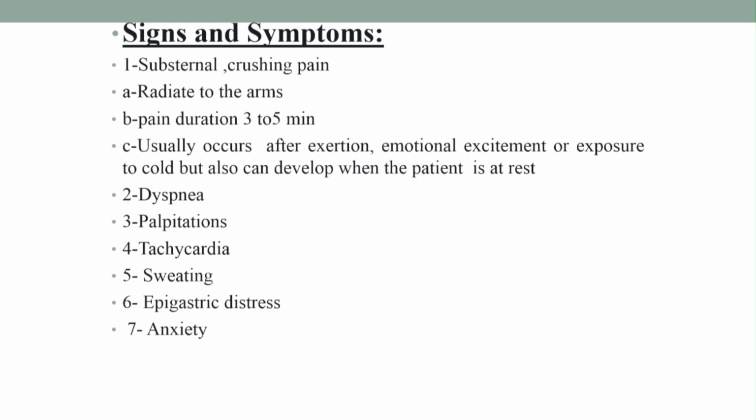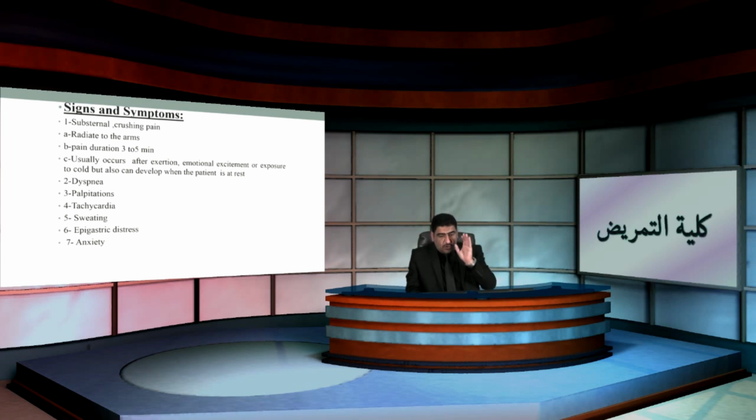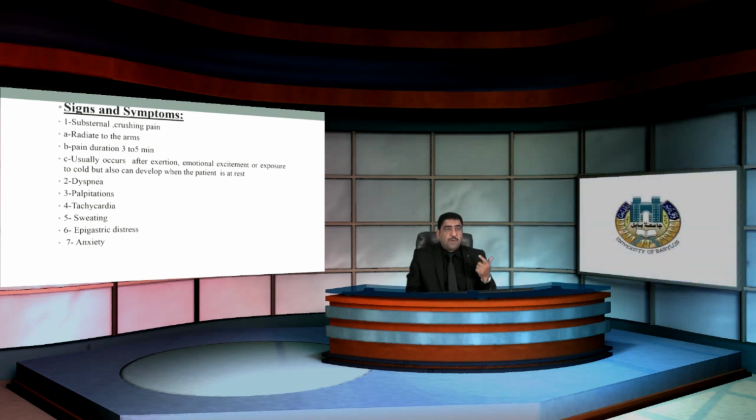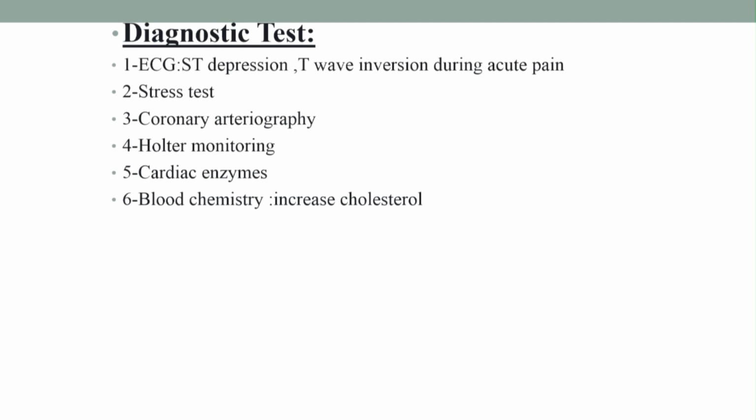This is the first and very important sign. The type of the pain is a stabbing or crushing pain, and it comes with effort, that is, pain during exertion. Also, you can see dyspnea, palpitations, tachycardia, sweating, and epigastric distress. Also, you can see anxiety because of the pain and the stress from the disease.